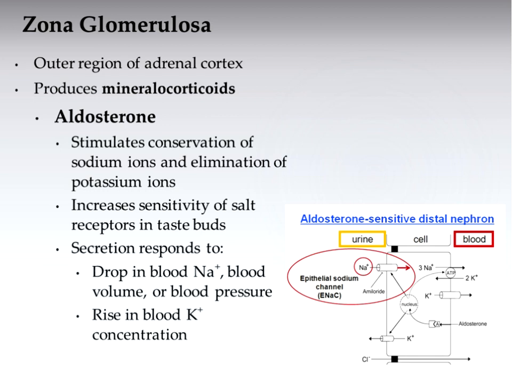Okay. Now, the zona glomerulosa is another area that's going to take your cholesterol and, through a series of reactions, convert it to a category of hormone known as the mineralocorticoids. Now, the main mineralocorticoid that we are interested in is going to be aldosterone.